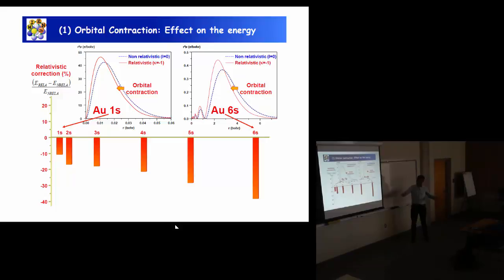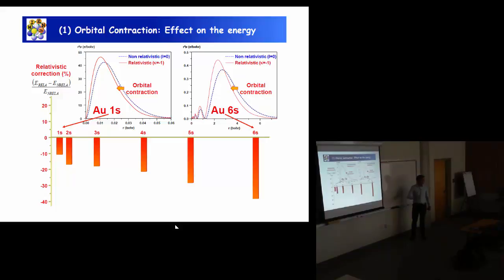So meaning that you stabilize your 1s orbital by more than 10%. If you look at the 6s orbital, which is non-relativistic in the sense of the speed of the electron, you see that you have a correction for the energy which is 40%. This is huge. And you see how the orthogonality of this orbital will play, explaining why the 6s orbitals are so much impacted by the relativistic treatment.